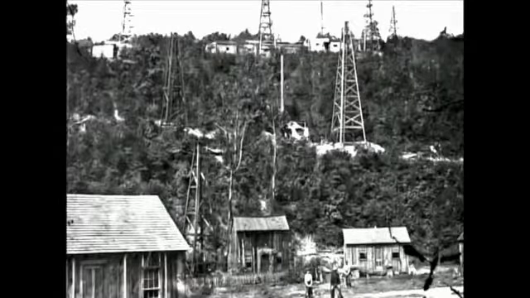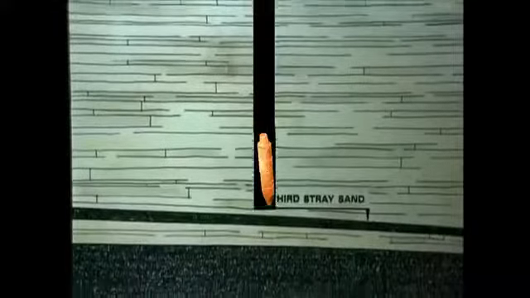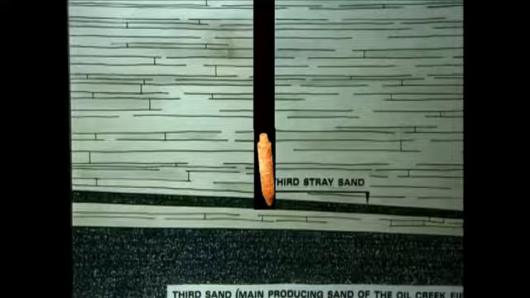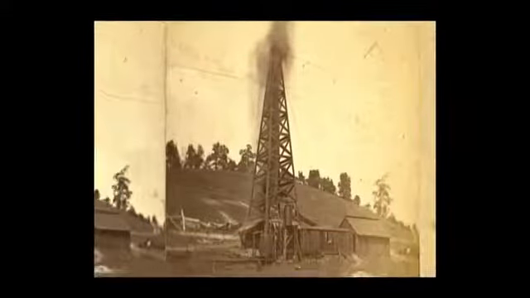Although effective, the cable tool rig had one major flaw, especially in wells where the oil was trapped under pressure. When the cable tool penetrated into the pay zone, the releasing pressure forced the oil up and out of the well in what is known as a blowout. We've all seen movies showing these dramatic blowouts that sometimes result in death to those nearby, and destruction of the wellbore and the environment. Needless to say, technology to prevent or lessen these blowouts had to be developed.